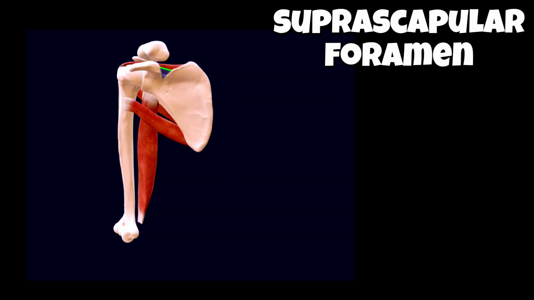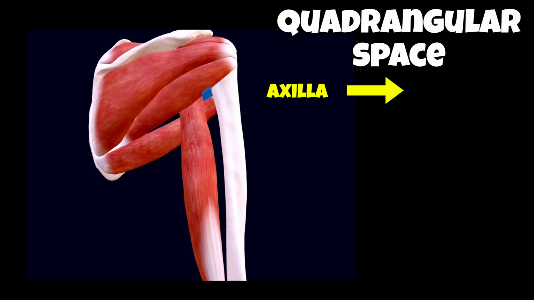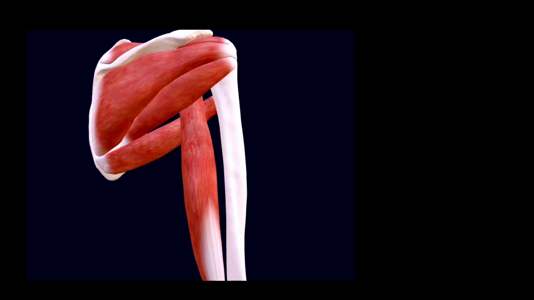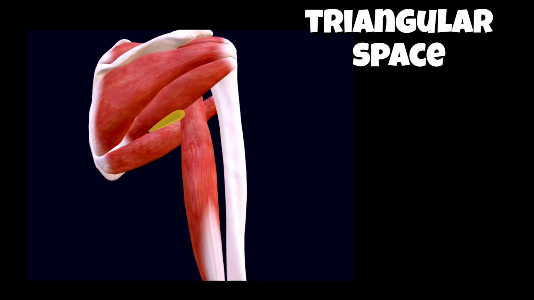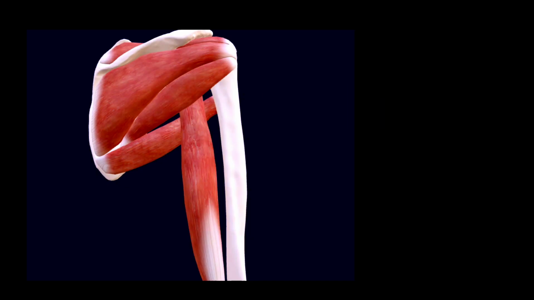So there are four main spaces or gateways in this region: suprascapular foramen, connecting the neck to the scapular region; quadrangular space, connecting the axilla to the back of the shoulder; triangular space, another communication between axilla and scapular region; and triangular interval, the passageway from the axilla to the posterior arm. Let's explore each one, their boundaries, contents, and clinical importance.